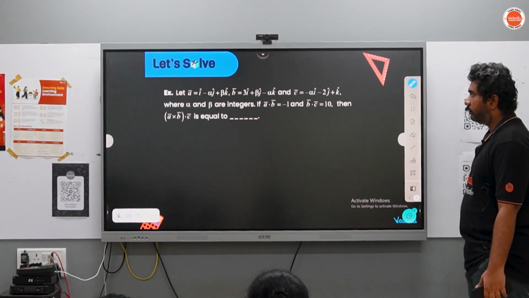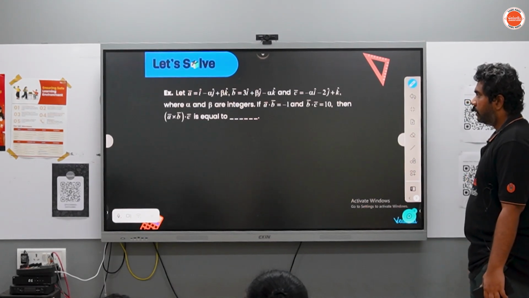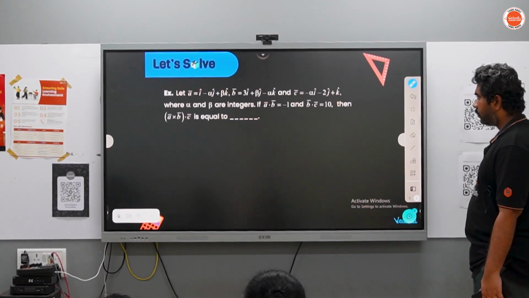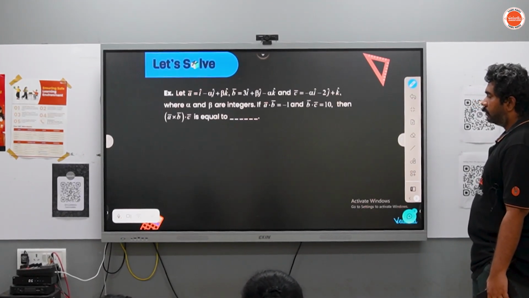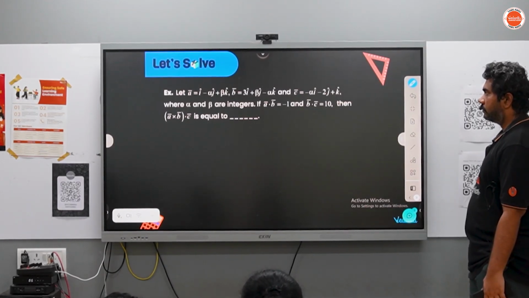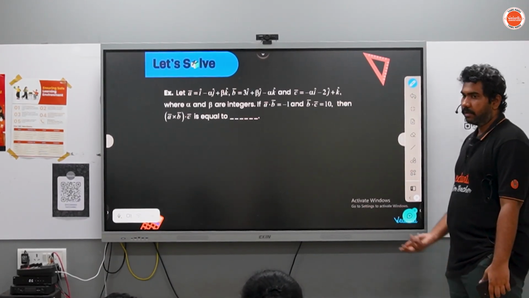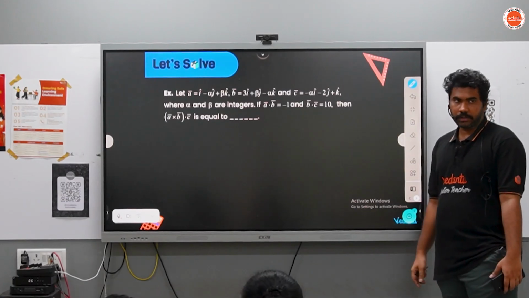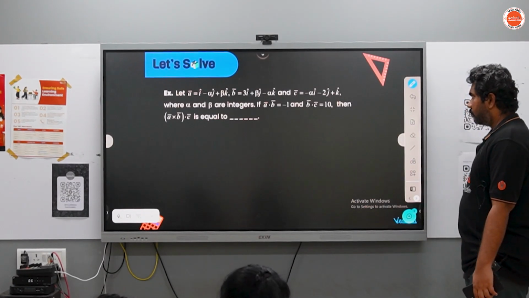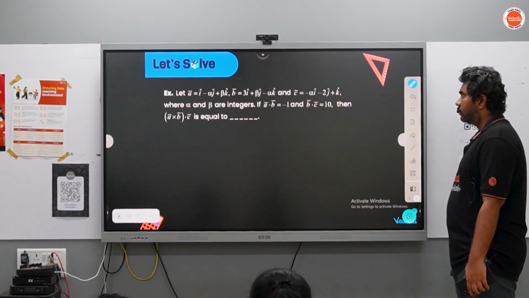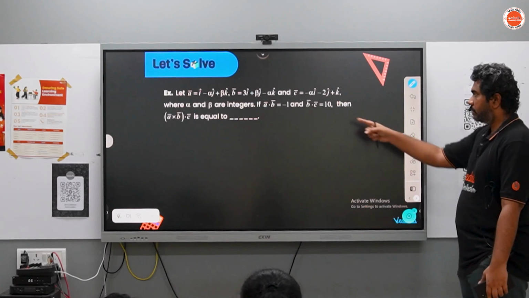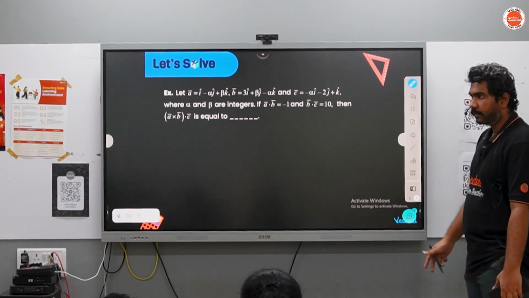So we have three vectors, alpha and beta are integers. You are given A dot B is -1, B dot C is 10. What is A cross B dot C is asked. You can simply make use of the conditions, right? The first objective is to find alpha and beta. Then we will have a clear picture of the A, B, C vectors, and you can just substitute and find the value.